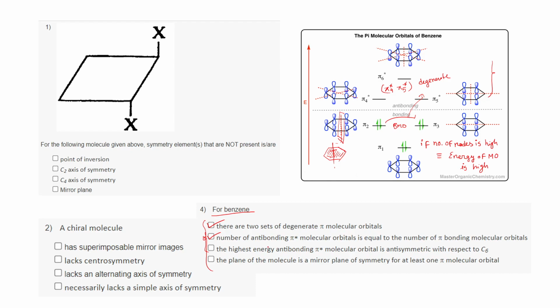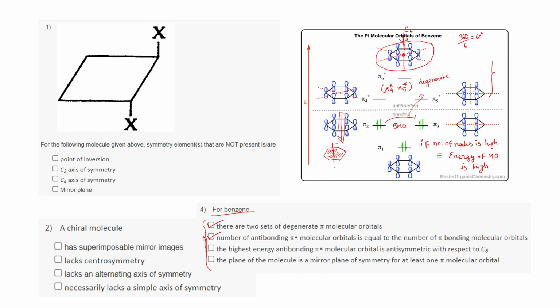What about the highest energy antibonding pi star molecular orbital that is antisymmetric with respect to C6? This is pi 6 star. This is the one for option 3. It has the highest energy antibonding molecular orbital, is it antisymmetric to C6? C6 means we will rotate. This is the principal axis actually. If we rotate C6, C6 means 360 by n, 360 by 6, 60 degrees.